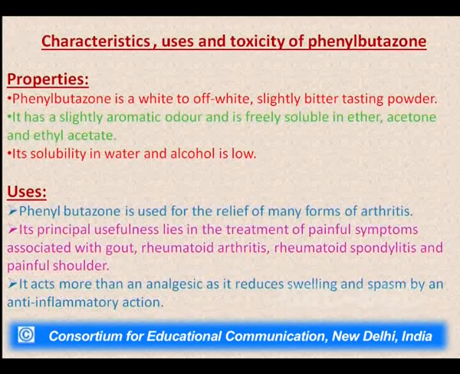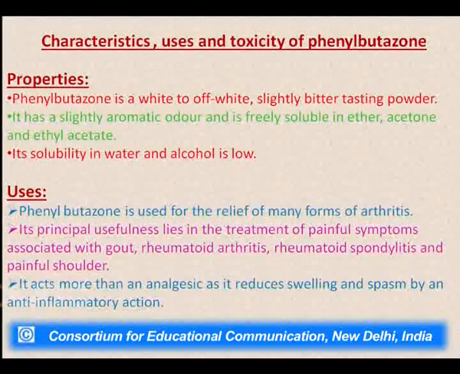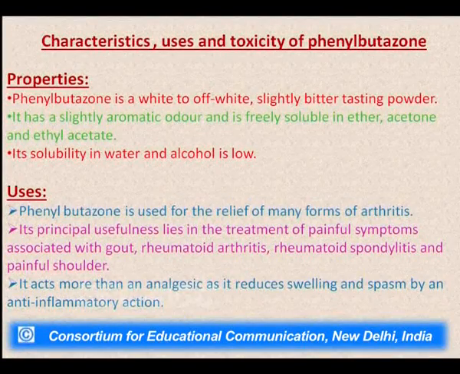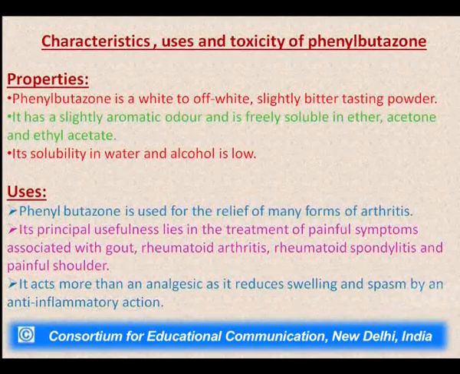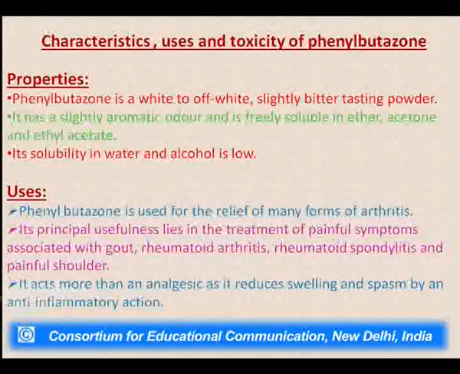Phenylbutazone is used for the relief of many forms of arthritis. Its principal usefulness lies in the treatment of painful symptoms associated with gout, rheumatoid arthritis, rheumatoid spondylitis and painful shoulders. It acts as more than an analgesic as it reduces swelling and spasm by an anti-inflammatory action.